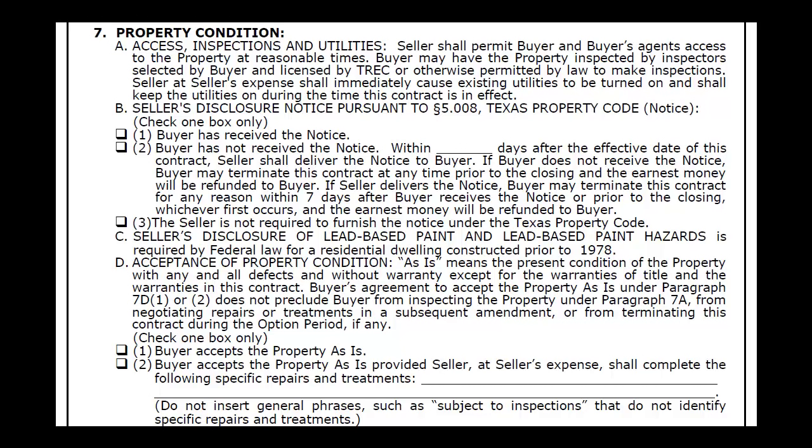Well, that's where you jump right back up here towards the top. It says, as is means the present condition of the property with any and all defects and without warranty, except for the warranties, and so on. It does not preclude the buyer from inspecting the property under paragraph 7A, from negotiating repairs or treatments in a subsequent amendment, or from terminating this contract during the option period. So go ahead and check box 1 if there's nothing you know that you want to negotiate up front. Do your inspection. Then if you've got some other items you want to negotiate, go for it. But that's how you attack that.